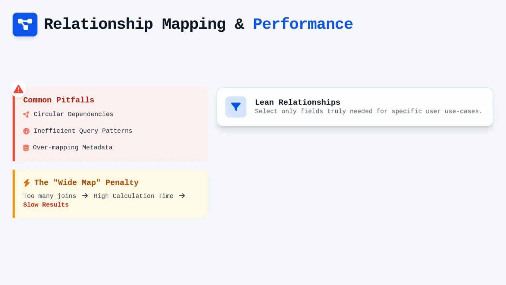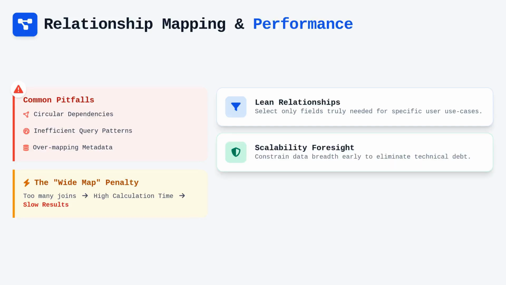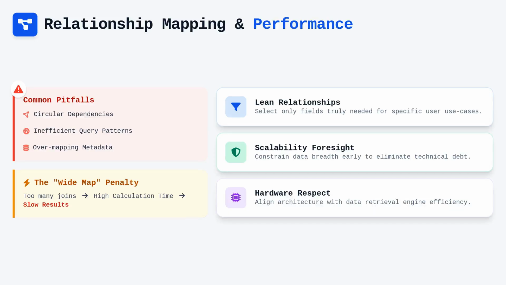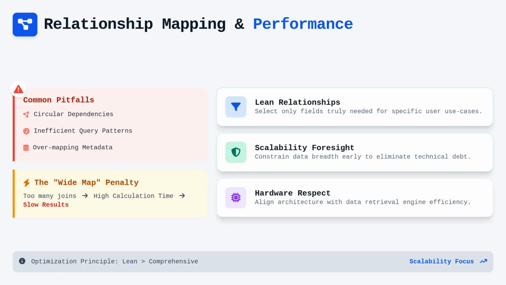Each relationship contributes to the query complexity, and when these maps become too wide, the platform spends more time calculating joins than returning results. Strive for lean relationships that reflect the specific use cases of your users rather than simply mapping every possible association. Scalability is about foresight, and by constraining the breadth of your data connections early on, you prevent the accumulation of technical debt. An application that remains performant at scale is one that respects the constraints of the underlying hardware and the efficiency of the data retrieval engine.